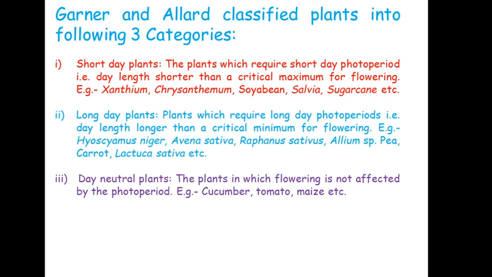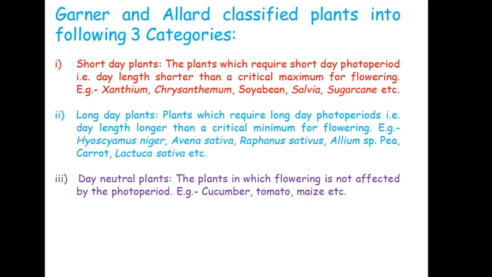Alright, now let us see some examples. We will discuss this concept later on also, because it's very important for you to become clear with this concept. Xanthium is a short day plant. The Maryland Mammoth variety of tobacco plant is a short day plant. The chrysanthemum, the ornamental plant. Then soybean, rice is a short day plant. Salvia is a short day plant. Sugarcane is a short day plant, etc.